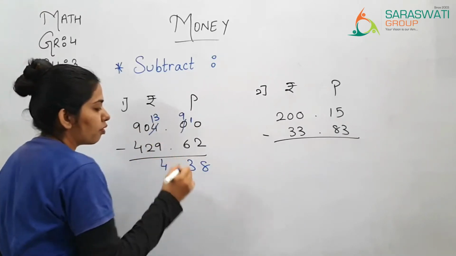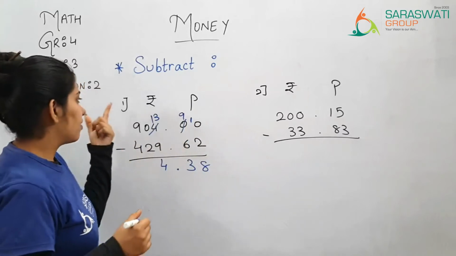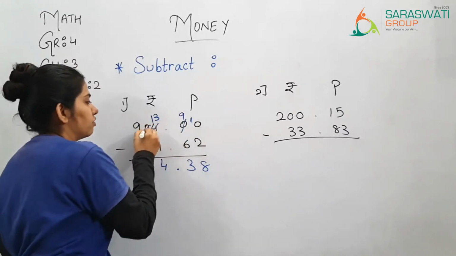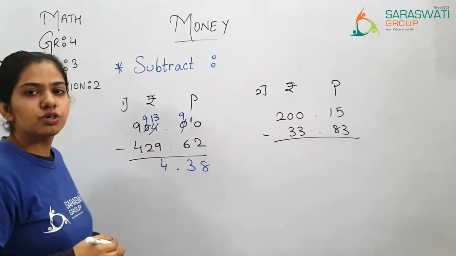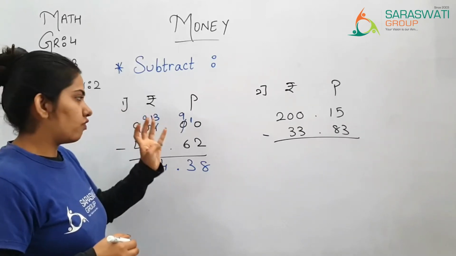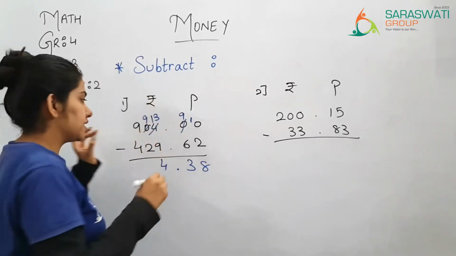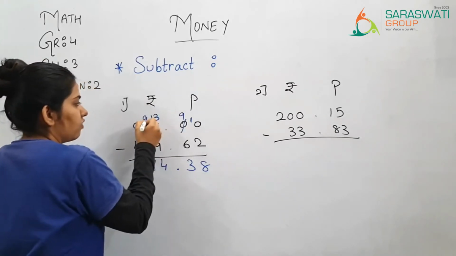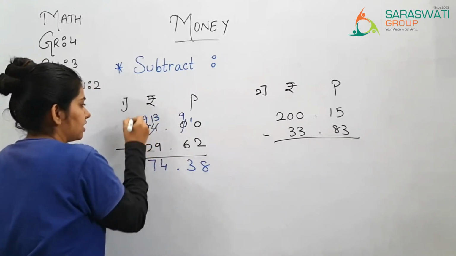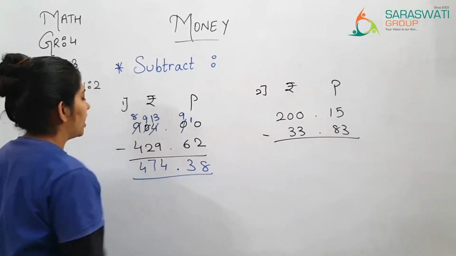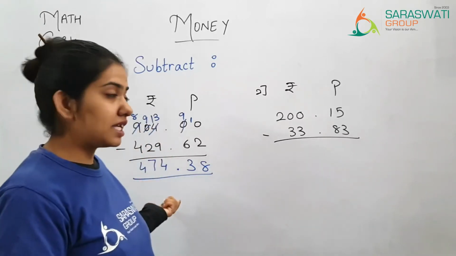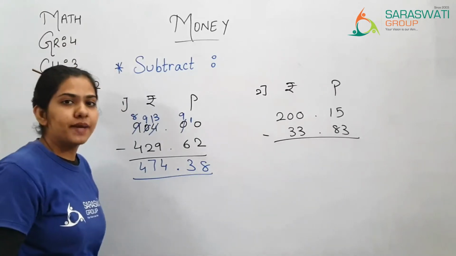Don't forget to keep a point after completing this part. Now here we have added 1, so we will cut 1 from here. 9. 9 minus 2, 3, 4, 5, 6, 7, 8, 9, 7. Here we have 9, so we will cut and write 8. 8 minus 4, 4. So our answer is 474 rupees and 38 paise.